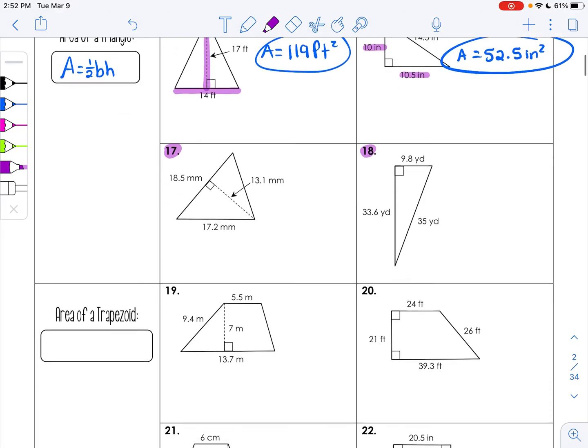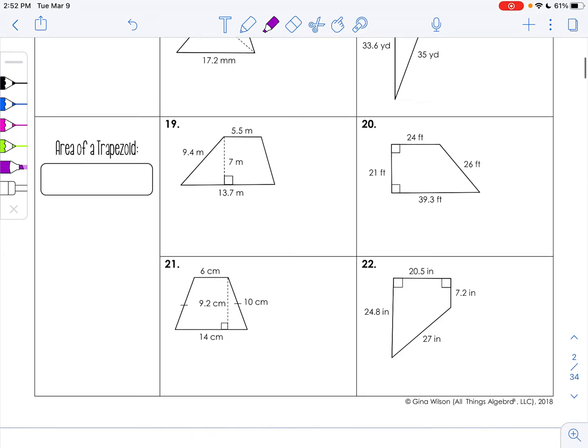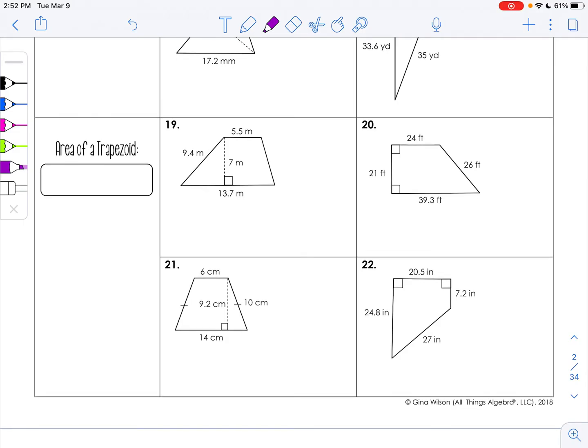The last one we want to look at is the area of a trapezoid. It also has its own special formula. The area of a trapezoid is similar to putting together the area of a triangle and the area of a square. So the area of a trapezoid is going to be 1/2 times your height, but a trapezoid has 2 bases. So instead of just multiplying it by a base, we're going to add together both bases.